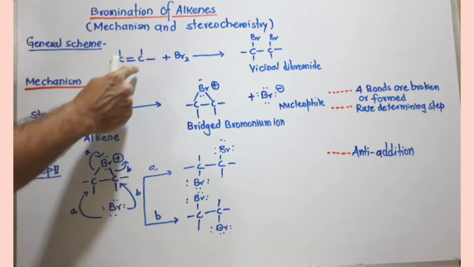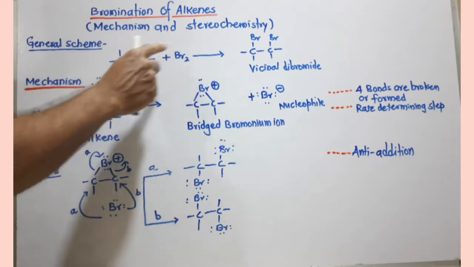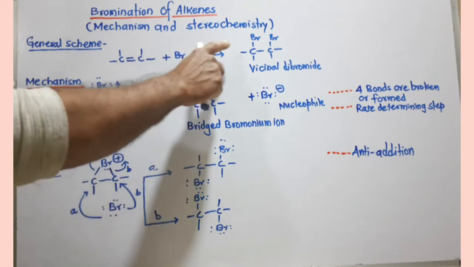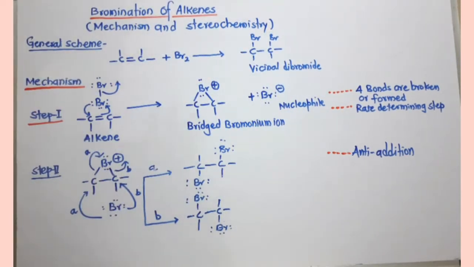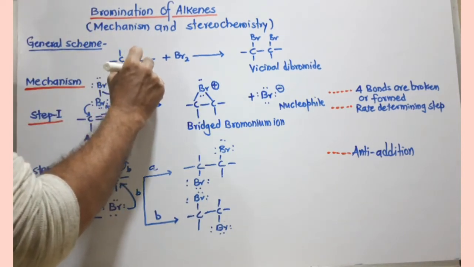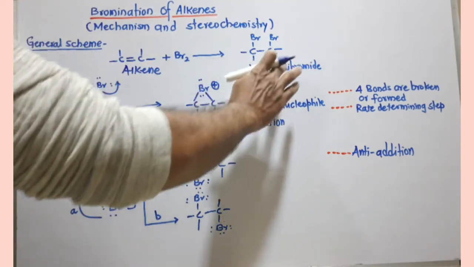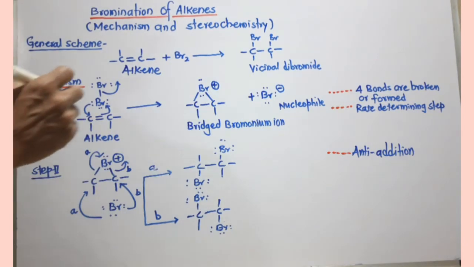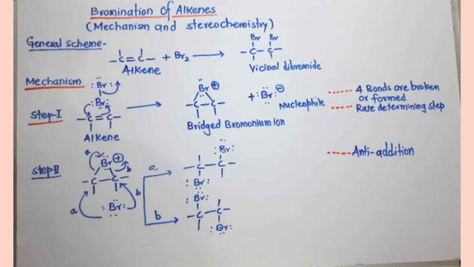So if the compound has a double bond and you add bromine, addition takes place. One bromine is added here, one bromine is added here, and we get vicinal dibromide. This reaction is called bromination of alkene because this is an alkene. And here bromine is added and the result is formation of 1,2-dibromoalkane. 1,2-dibromoalkane is also called vicinal dibromide.